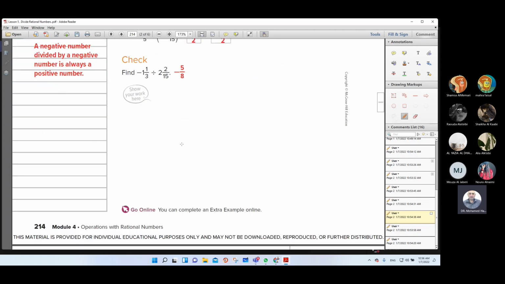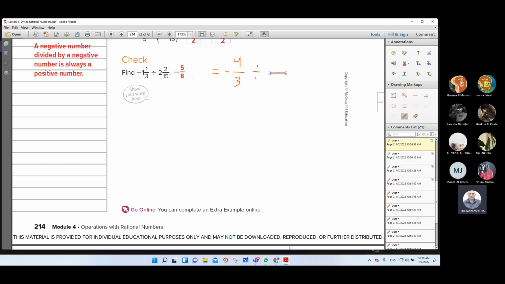In this example, we also have: find negative 1 and 1 over 3 divided by 2 and 2 over 15. Mixed number divided by mixed number. So you can change the mixed numbers to fractions. We have here 1 times 3, 3 plus 1, which is 4 over 3. Divided by 2 times 15, which is 30, plus 2 is 32 over 15.